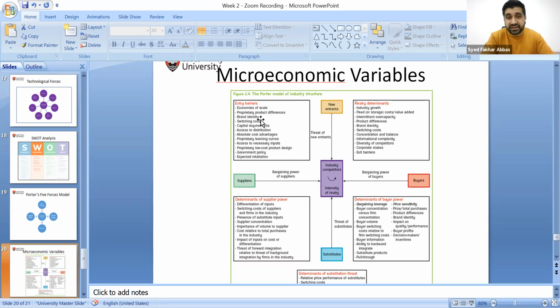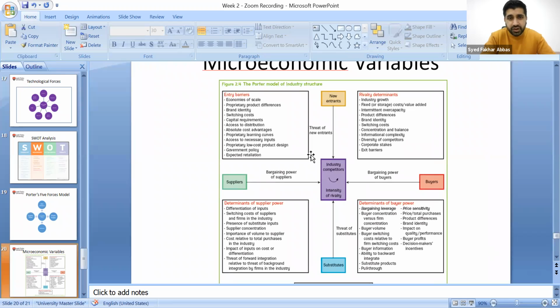Based on these factors: economies of scale, product differences, brand identity, switching cost, capital requirement, access to distribution, absolute cost advantage, learning curves, access to necessary input, low cost product design, government policies, expected retaliation. So these are different factors. Every time, the companies will try to introduce these factors to reduce the threat of new entrants.